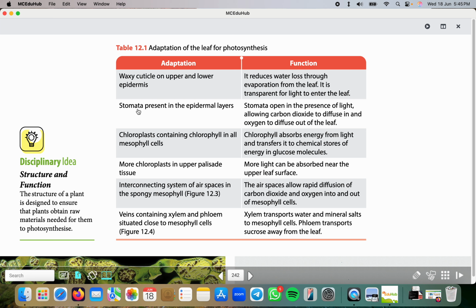Next thing, stomata is present in the epidermal layer. So where are most of the stomata found? About 90 to maybe about 99%, depending on the species, of the stomata are actually found on the lower epidermis. There are very few stomata at the upper epidermis. There are some possibly, but much fewer. What is the function of the stomata, or singular stoma? The stomata will open in the presence of light. It will allow carbon dioxide to diffuse in and allow oxygen to diffuse out of the leaf. And this is what we call the gaseous exchange in the leaf.